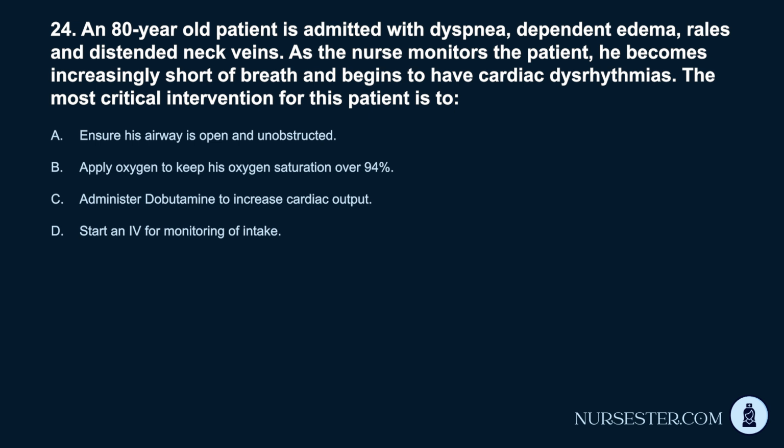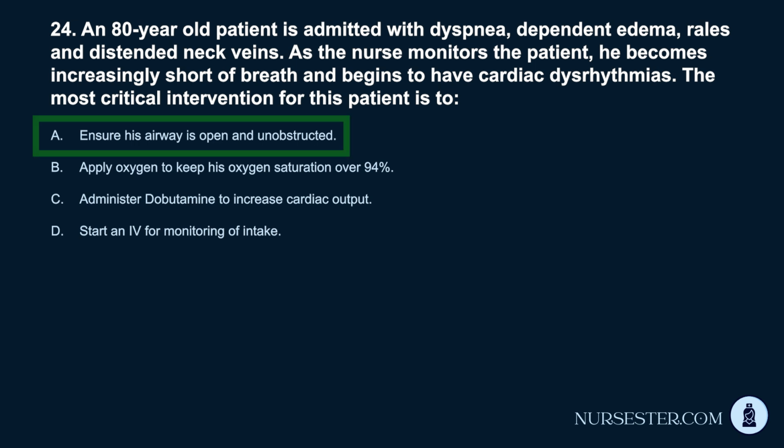24. An 80-year-old patient is admitted with dyspnea, dependent edema, rales, and distended neck veins. As the nurse monitors the patient, he becomes increasingly short of breath and begins to have cardiac dysrhythmias. The most critical intervention for this patient is to A. Ensure his airway is open and unobstructed. B. Apply oxygen to keep his oxygen saturation over 94%. C. Administer dobutamine to increase cardiac output. D. Start an IV for monitoring of intake.